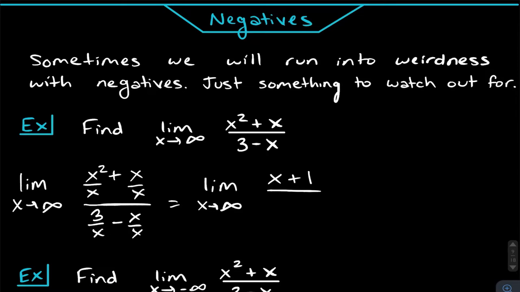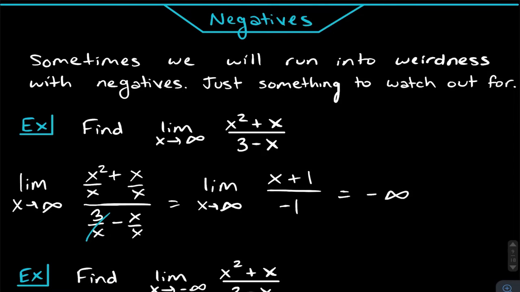The 3 over x, I guess I lied, I will cancel that off. That's something where the x stays in the denominator, so we're going to get rid of that. And then here in the denominator, notice that you get a negative 1. Now tell me what happens as x approaches infinity. Well, in the numerator, you're going to get a positive infinity, but that's going to be divided by a negative number. A positive divided by a negative is a negative number. And so in this case, it's not going to be positive infinity, it's going to be negative infinity.